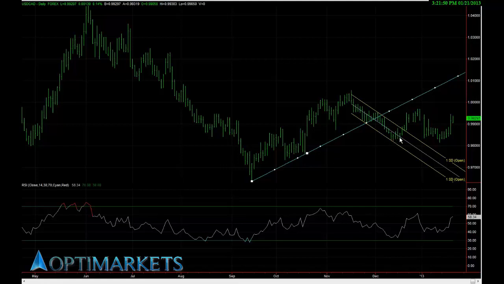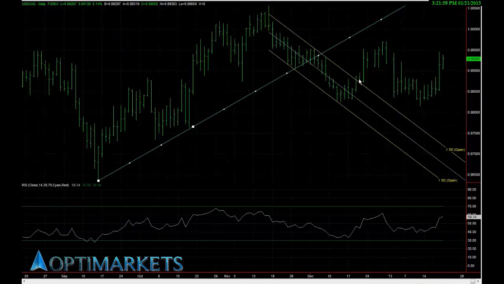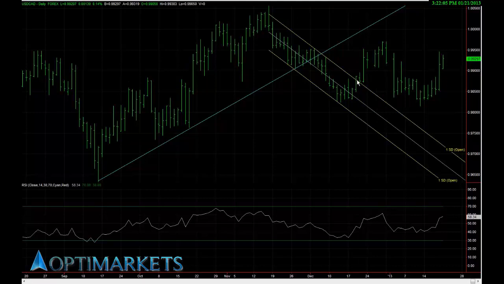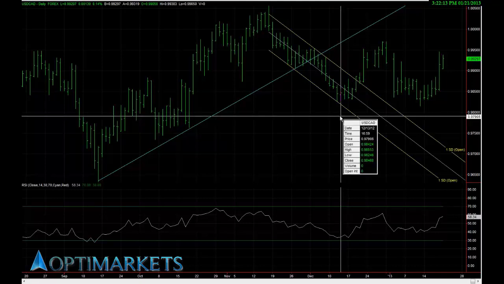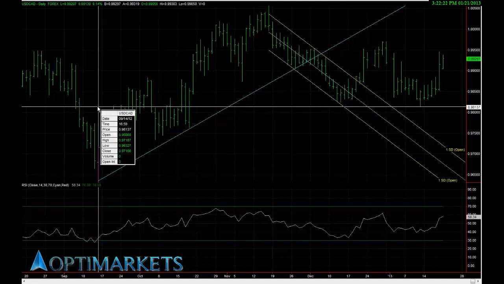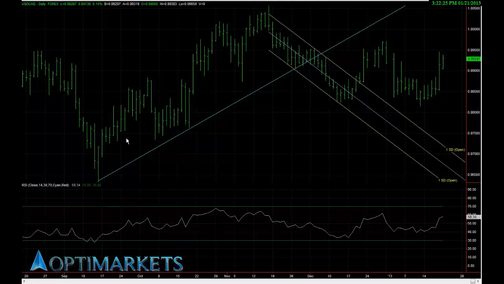Now, when we started to test this upper channel and close above that upper channel on December 19th, 2012, that downtrend started to reverse to the upside. And the low on December 13th was a higher low than the low on September 14th. So we're making higher lows and higher highs.